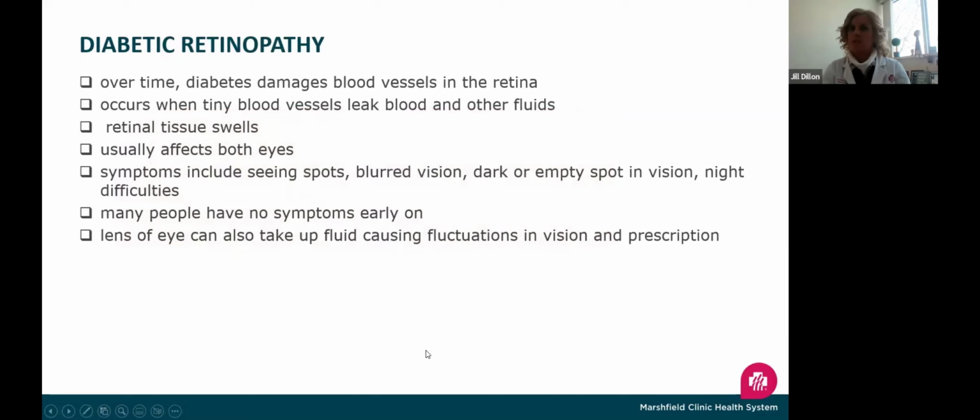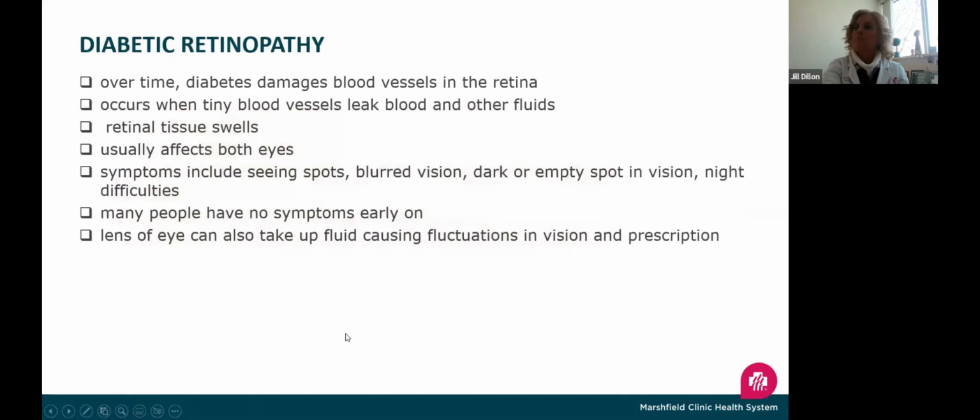Diabetic retinopathy is another thing that definitely can affect the eyes and cause vision loss. Over time, diabetes can damage blood vessels. Well, it can damage blood vessels in your entire body, but it can damage blood vessels in the retina. And diabetic retinopathy occurs when those blood vessels leak their blood and other fluids into the back of the eye. The retinal tissue back there can also swell.